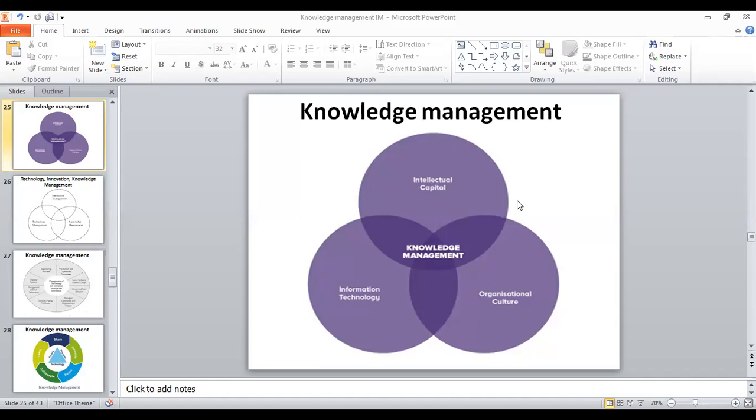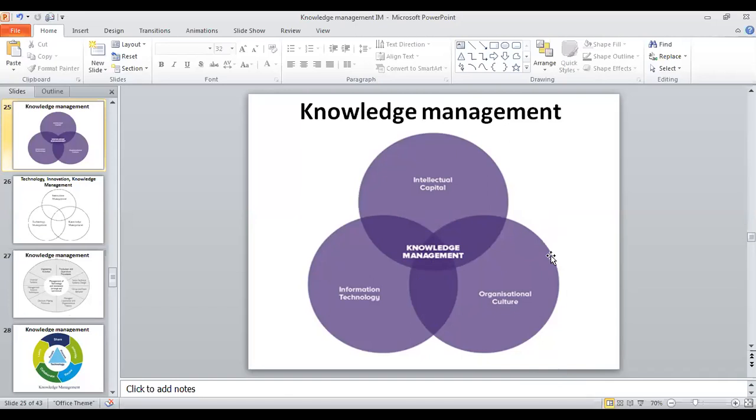So in knowledge management, as I mentioned to you, the right circle here, I'm circling. Let me make sure you are seeing it. Yes. The right circle is about organizational culture. Again, we have cultures, the knowledge management systems, cultures, they have a very good organizational culture. So organizational culture is very important for knowledge management.